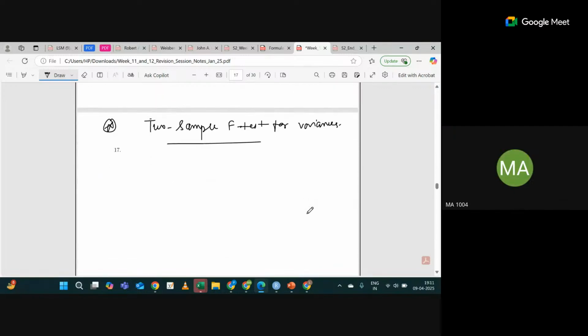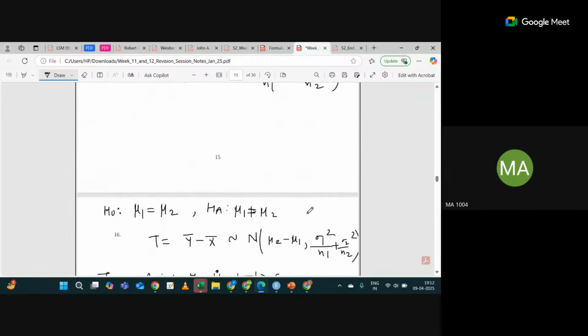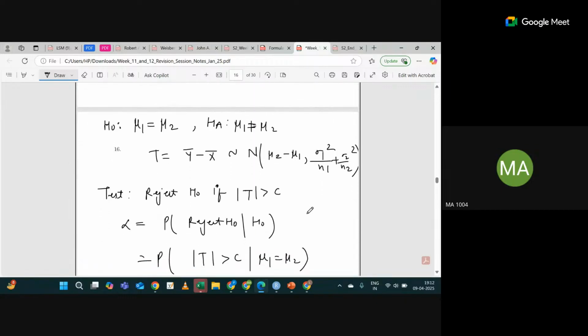Okay. Yes. But what you have to take care of, when deciding whether you are going to reject or accept the null, is this case. You have to subtract Y bar minus X bar. This would be greater than some C. Usually for a single sample test we are just checking X bar is greater than C, but here you have to test this part. Okay.